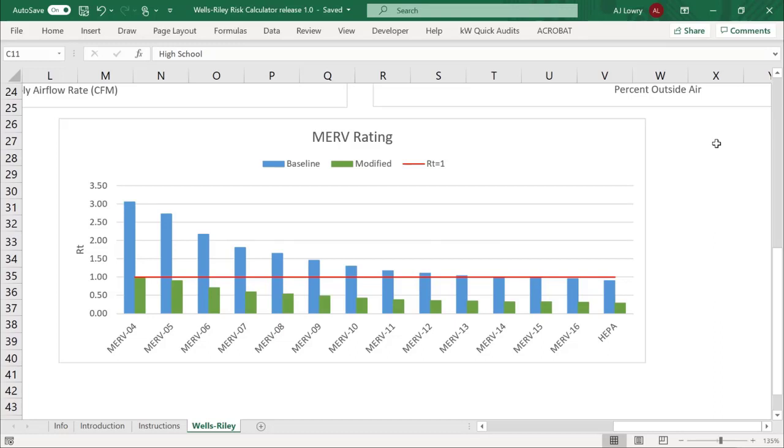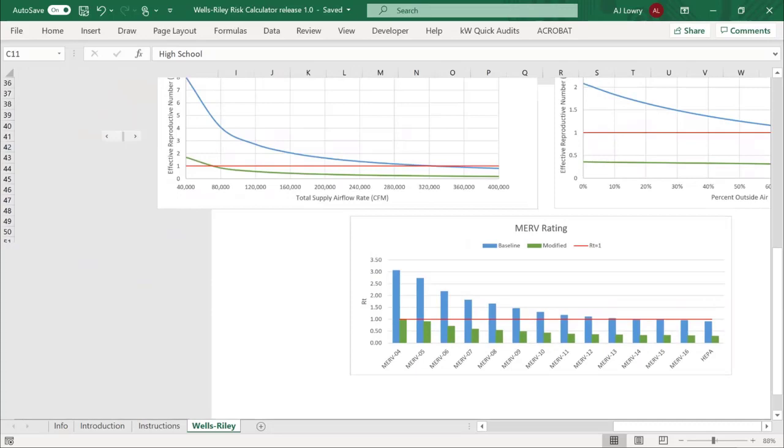The final graph demonstrates the RT value for air filters of different MERV ratings. In the base case, the infection risk is reduced up to a rating of about MERV 13. Above that sees diminishing returns. In the modified case, a similar pattern is seen, but many filters keep the RT value low. It should be noted that local code requirements will have minimum MERV ratings, and that your system will only be compatible with certain ratings. And engineers should be consulted before making modifications to the system.